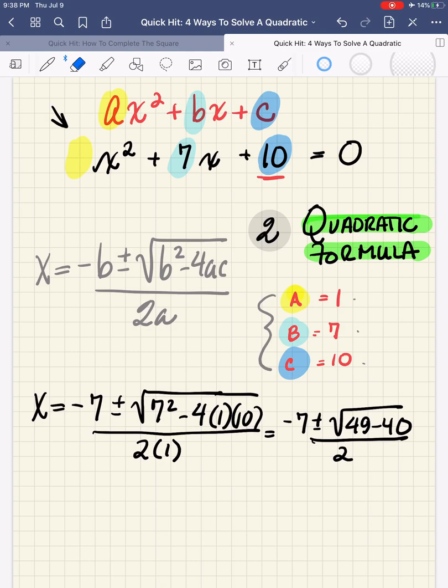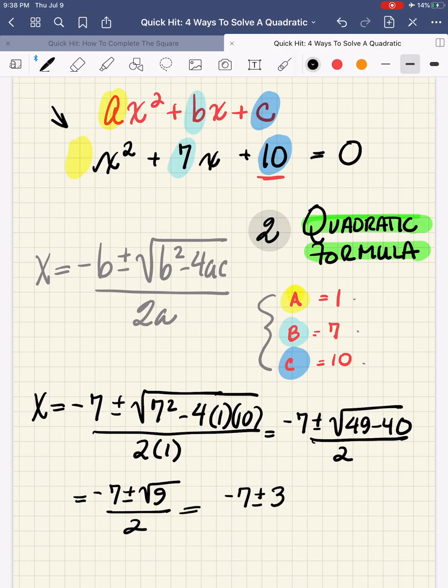Zip, zip, zip. I can further simplify it down to the opposite of 7 plus or minus rad 9, because 49 minus 40 is 9, all over 2. Can further simplify that, and that becomes the opposite of 7 plus or minus 3, because rad 9 is equal to 3, over 2. Now, whenever I have a plus or minus, I like to break that out so I can see both scenarios clearly. So that means it would be negative 7 plus 3 over 2, and negative 7 minus 3 over 2.